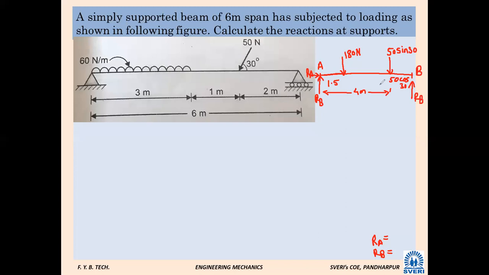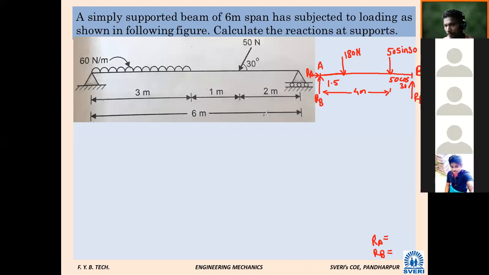149.73. Which value? RA is 149.73. Very good, correct. What is the value of RB? 61.66. Very good. What is your name? Who has given the answer? The answer is correct, but who has given it? Suraj gave this answer.